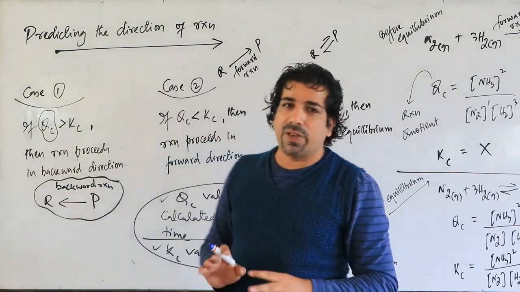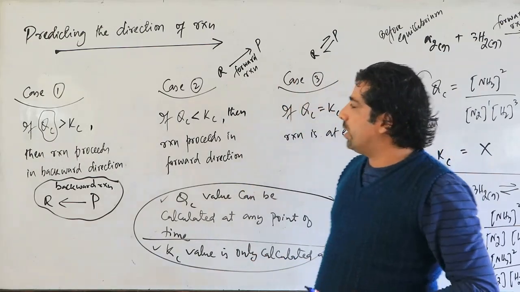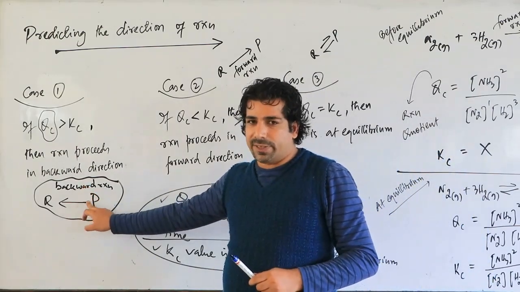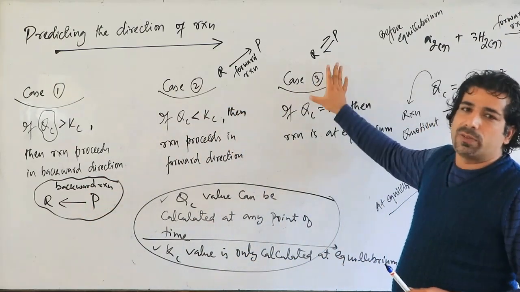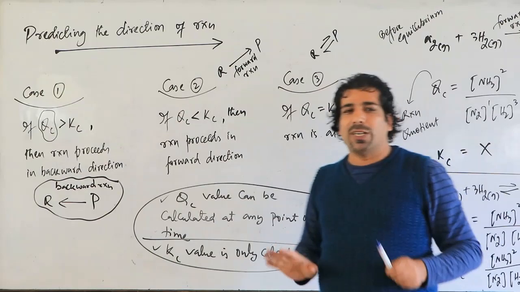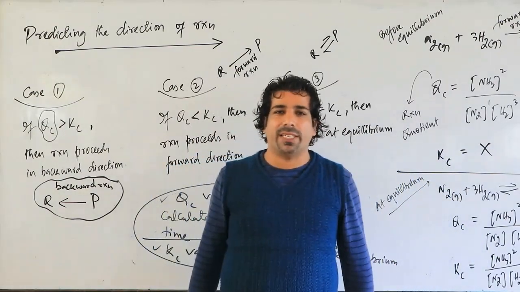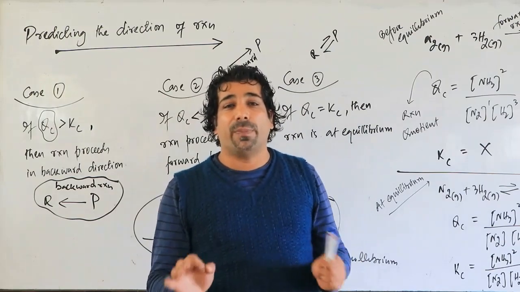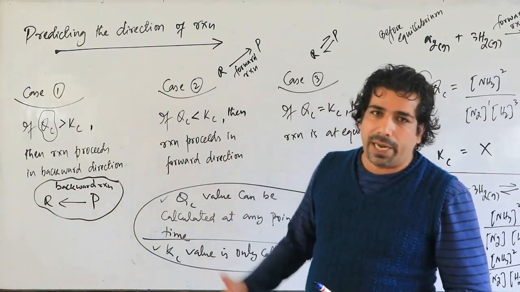So now my dear friends, you have understood these three things, and you have also understood the direction of reaction. Here it is a reverse reaction, the backward reaction. Here it is the forward reaction, and here it is both forward and backward reaction. So this was about how the Qc and Kc relationship can determine the direction of a particular chemical reaction. So please have a look and make note of this.